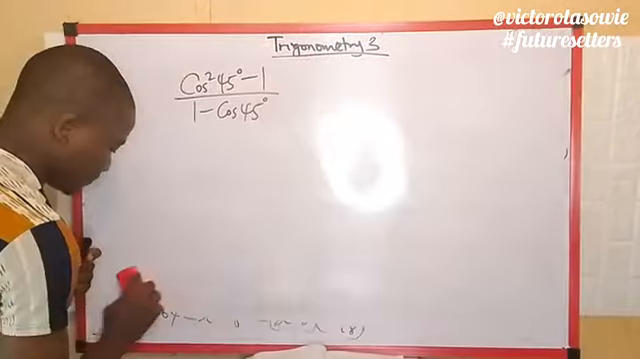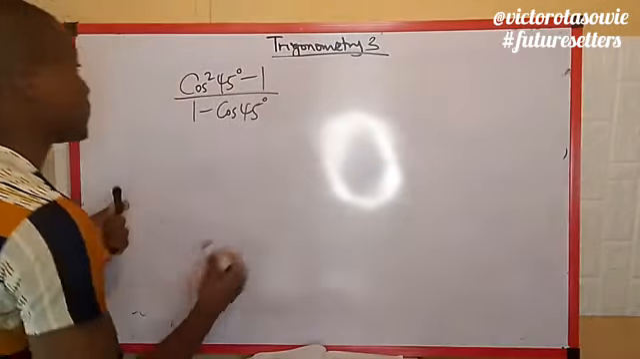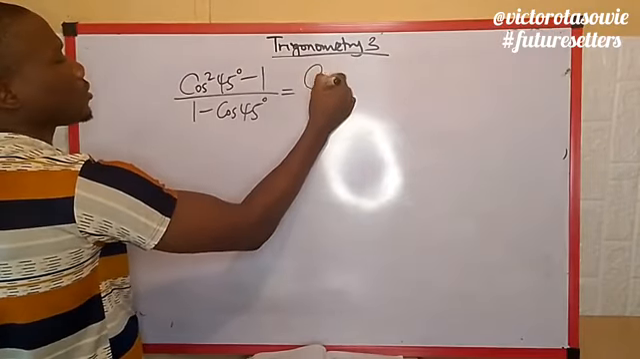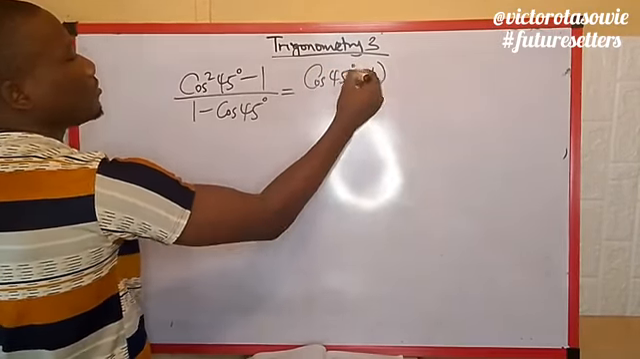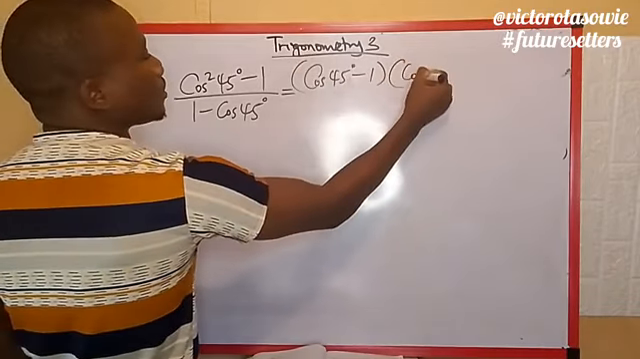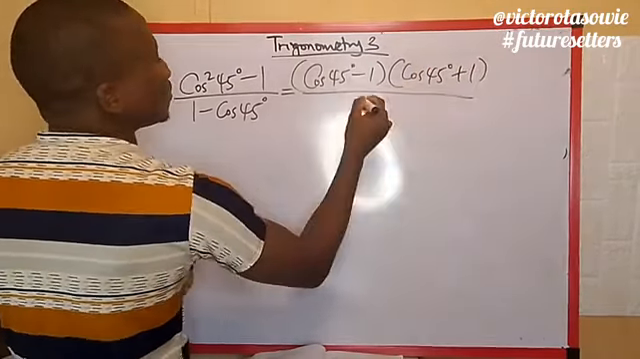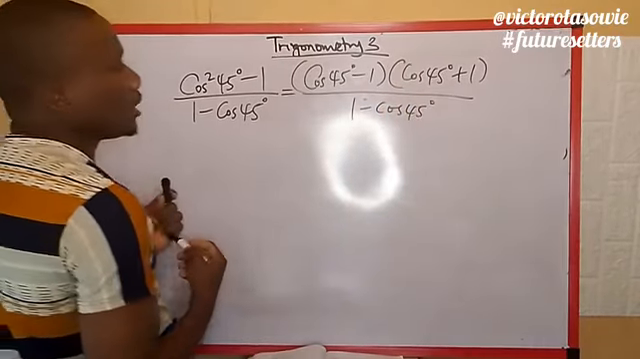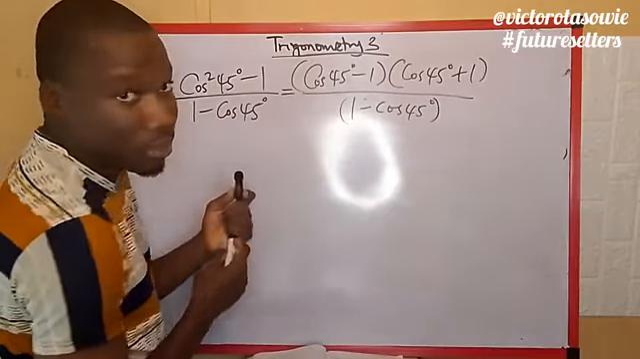So in this part, we'll break it down. We have cos squared 45 degrees minus 1. So this will definitely give us cos 45 degrees plus 1. Or let's start with minus, because we're starting with minus. Then cos 45 degrees plus 1 over 1 minus cos 45 degrees. Now you check very well, are they similar? These two are similar, but can they cancel out?